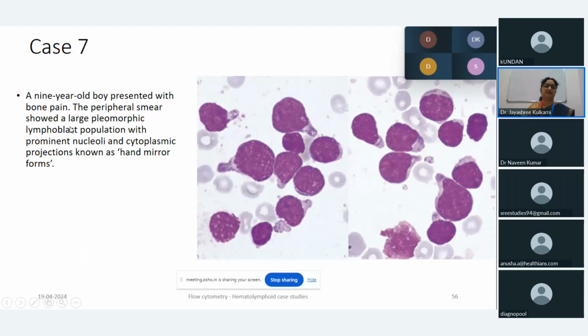And typical history, a 9-year-old boy with bone pain, fever, and you have these small round cells, with a more condensed nucleus as compared to your myeloid, inconspicuous nucleoli, and if you are lucky, you get to see these hand mirror forms. So your diagnosis is actually done.